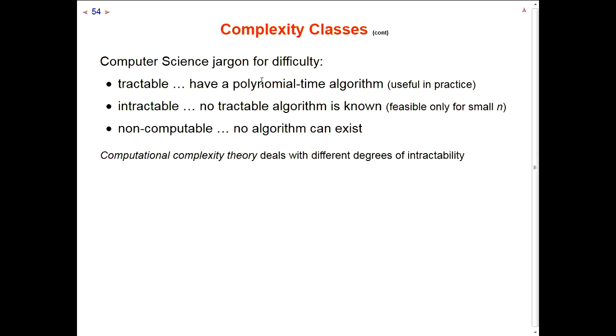Then we have so-called intractable problems for which we don't know a tractable algorithm. And that is practically feasible only for relatively small n, whereas we can sort 1 million or 10 million elements very easily. An intractable problem cannot even be solved for 50 or 60 elements, and we will see an example just in a few minutes.